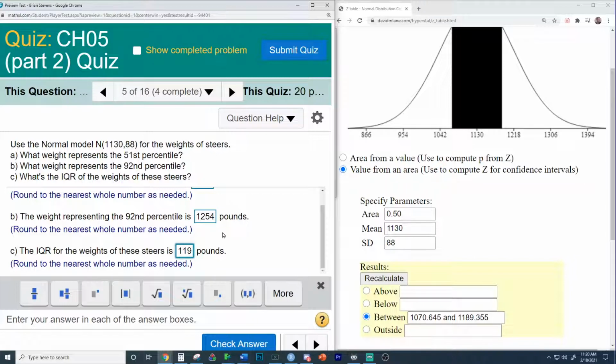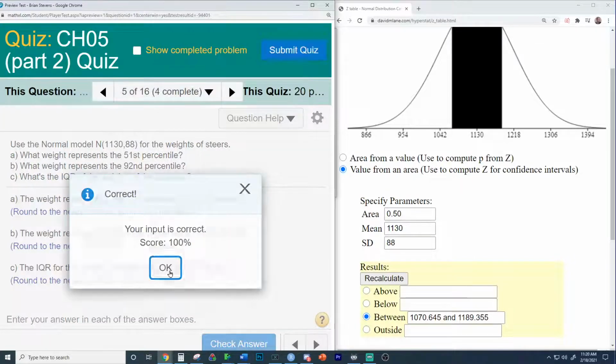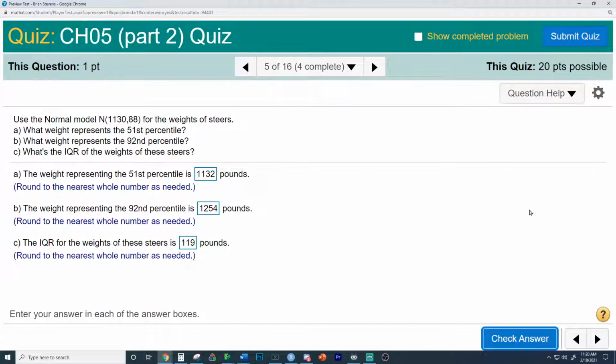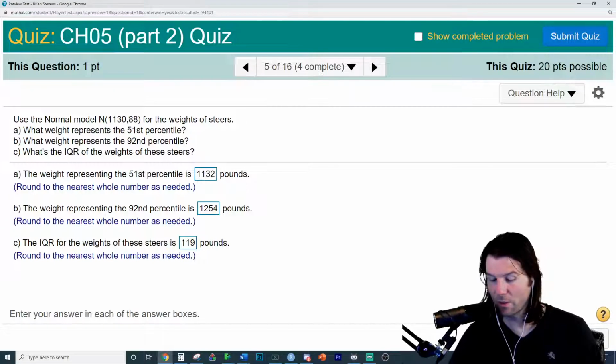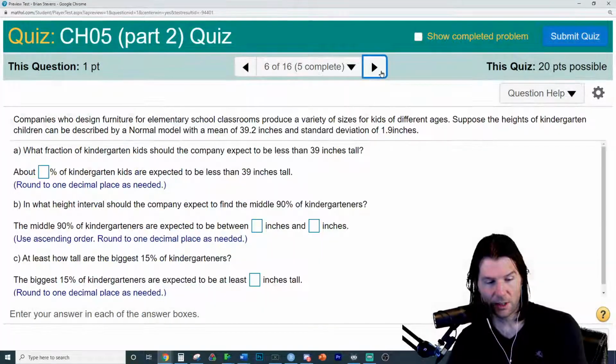I'm going to get hit by a typo. I put a comma a little while ago and I lost points. Don't want to do that. Don't want to do that. We got that question down.